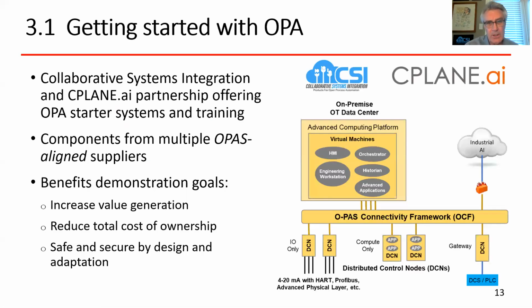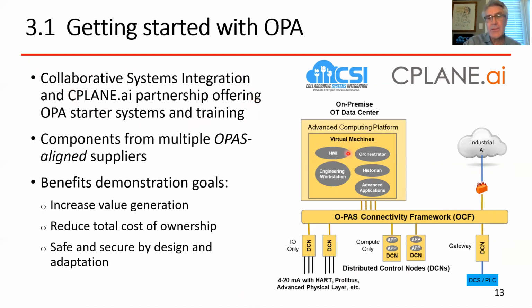So finally, to close, I want to address the question for the end users: how do we get started with open process automation? Now I'm really going to speak about an initiative that my company is taking, Collaborative Systems Integration, in partnership with Seaplane AI, where we're offering OPA starter systems and a structured training program. There'll be an announcement soon with more details on this, so I'm only going to be very, very brief in these remarks.